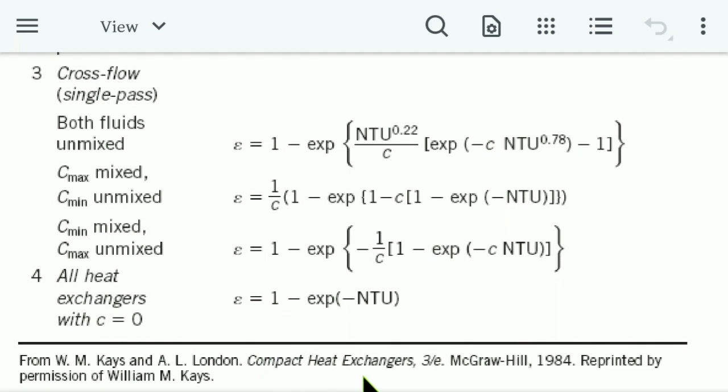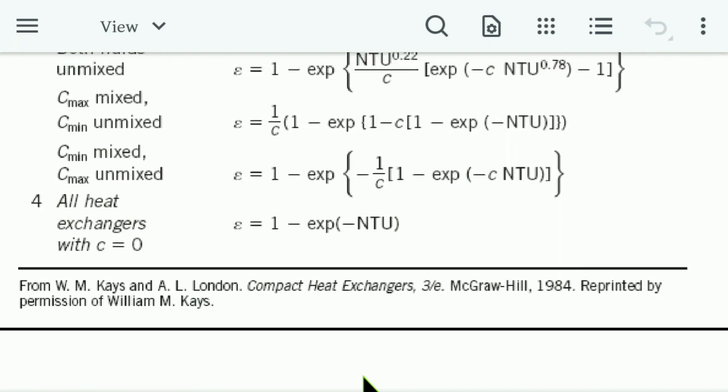From W. M. Kays and A. L. London, Compact Heat Exchangers, 3rd edition, McGraw-Hill, 1984, reprinted by permission of William M. Kays.